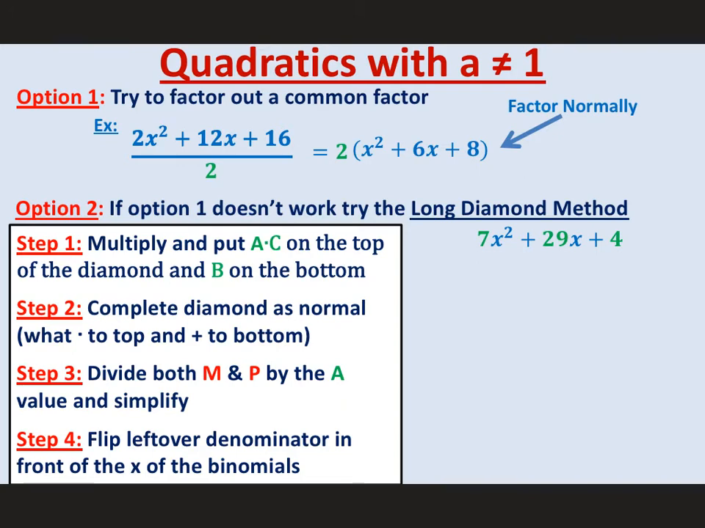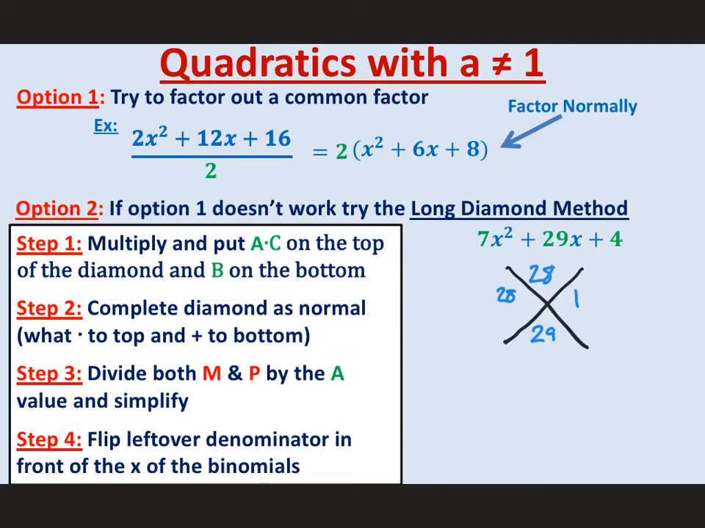So let's go ahead and just do the example because that's going to help it make a little more sense. So first things first, we will draw our diamond problem. On top, you're going to put 7 times 4, which is 28. On bottom, you're going to put your b value, which is 29. You're going to think to yourself, what multiplies to 28 and adds to 29? Well, that is 28 and 1. 28 times 1 is 28. 28 plus 1 is 29. Now, since we multiplied by a earlier, we now have to divide that a back out.